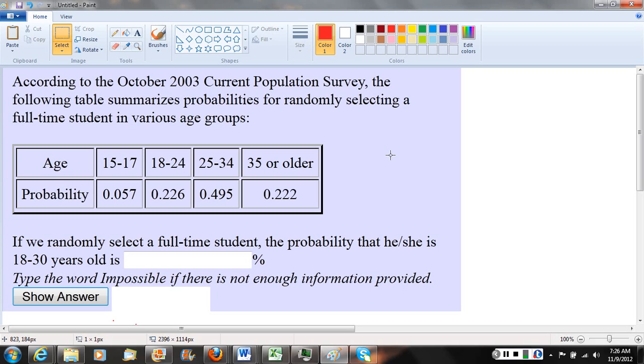Here's the problem we're looking at. Again, we've got a probability distribution table here telling us if we randomly select a student from among those who were surveyed, what's the probability that the student we randomly select is within each of these age categories.